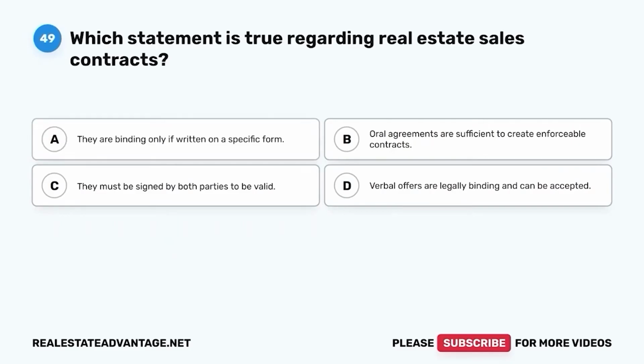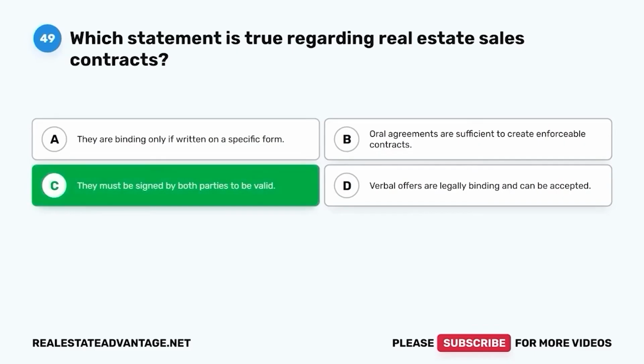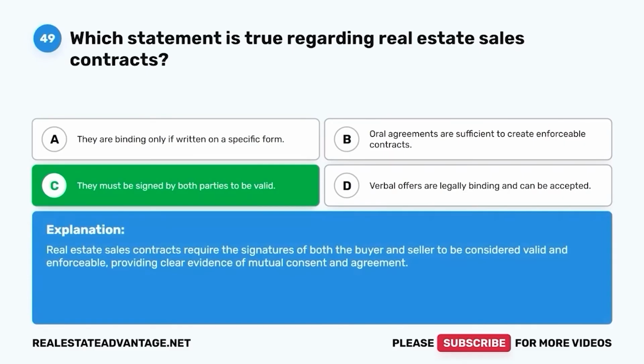Question 49. Which statement is true regarding real estate sales contracts? A. They are binding only if written on a specific form. B. Oral agreements are sufficient to create enforceable contracts. C. They must be signed by both parties to be valid. D. Verbal offers are legally binding and can be accepted. The correct answer is C. They must be signed by both parties to be valid. Real estate sales contracts require the signatures of both the buyer and seller to be considered valid and enforceable, providing clear evidence of mutual consent and agreement.